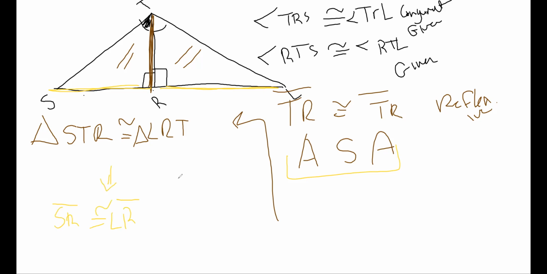STR and LTR. Okay. Is it clear now? Yes, teacher, it's clear.